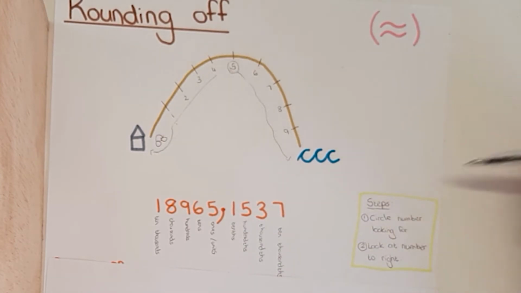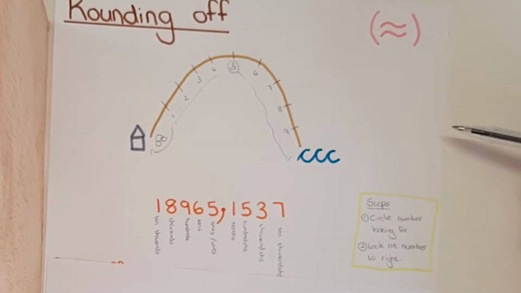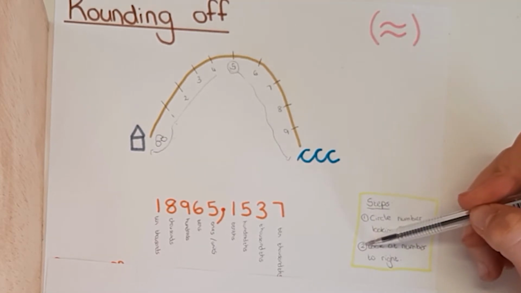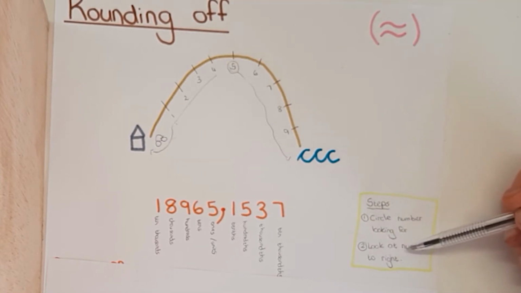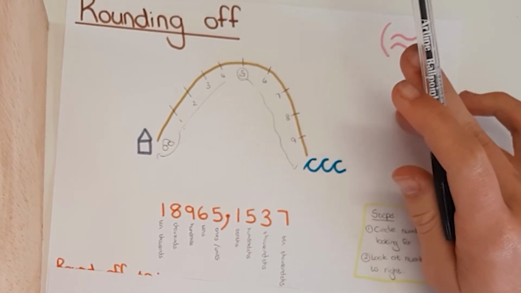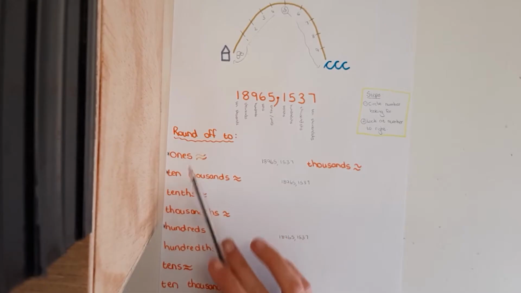So here's a few steps that can help you. Number 1, you're going to circle the number that they're looking for. So if they say, please round this digit off to the nearest hundreds, then you must circle the hundreds. Secondly, you're going to look at the number on the right, and then you're going to use this to determine if it must change or not. Here are a few examples.